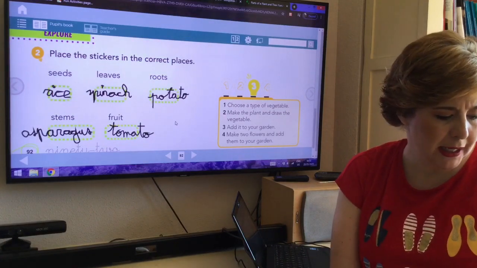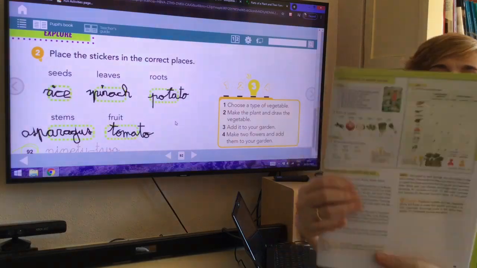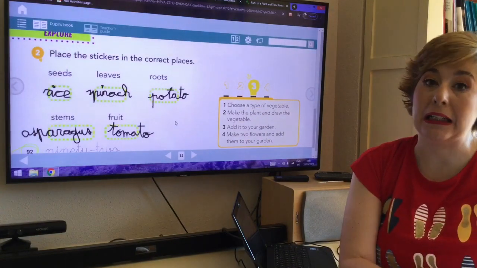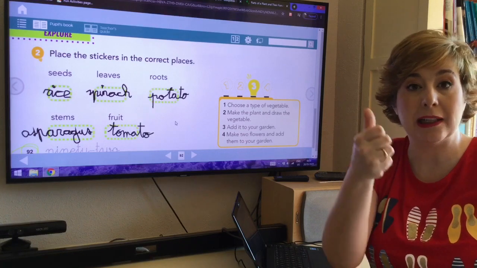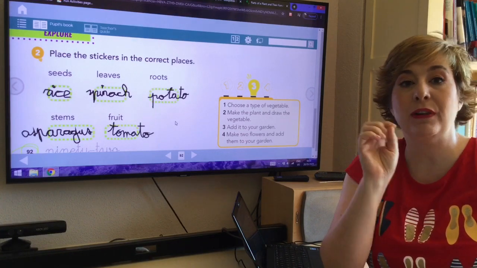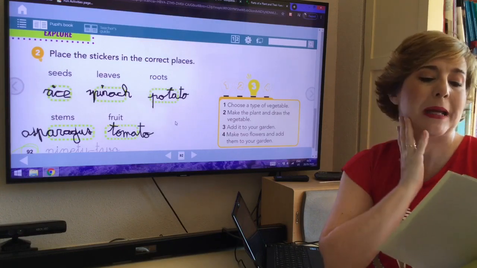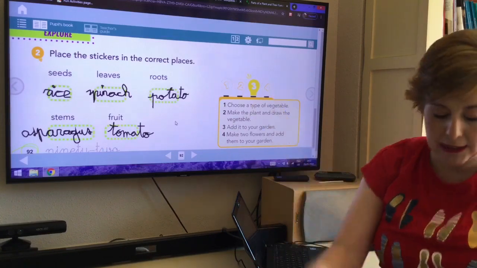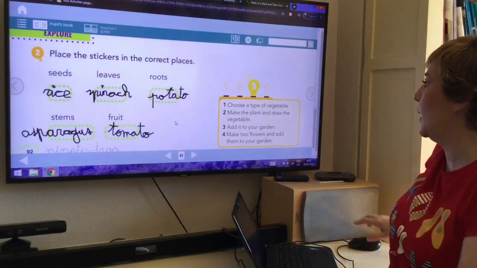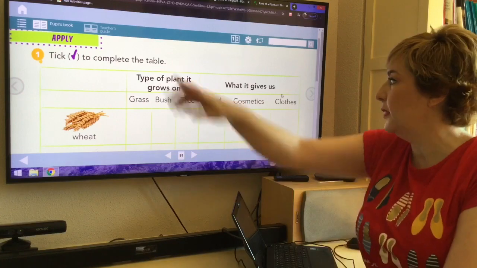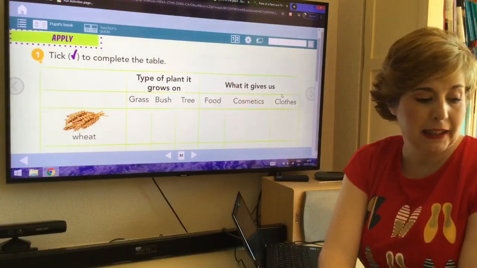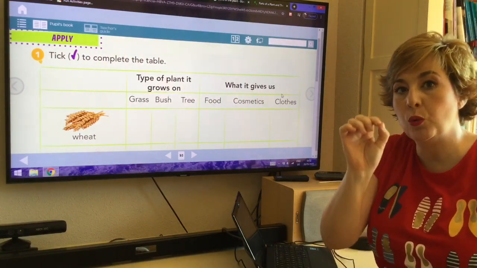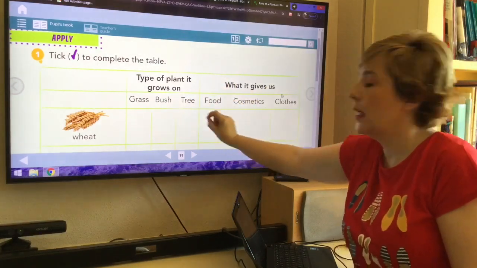Let's go to page 93. Page 93, as you can see, is a chart. It's a chart. And it's very easy because we just have to tick which type of plant it is, if it's a grass, a bush, and if it gives us food or if it gives us cosmetics, or if it gives us fibers for making clothes. So these are the things. Let's go with the chart and we do it together. Here we have a table and it says tick to complete the table. So we only have to tick the correct boxes.